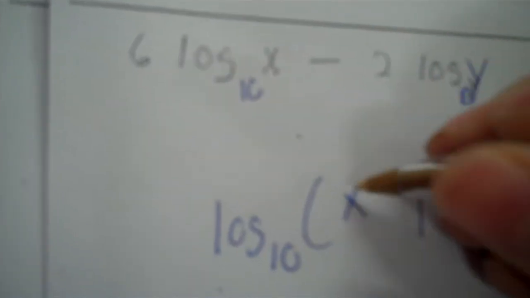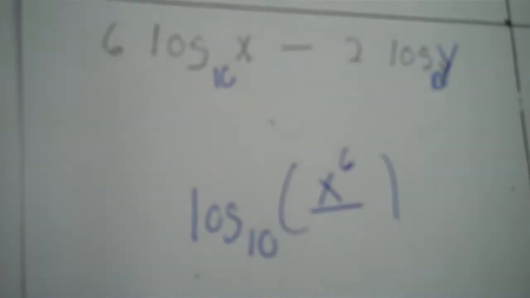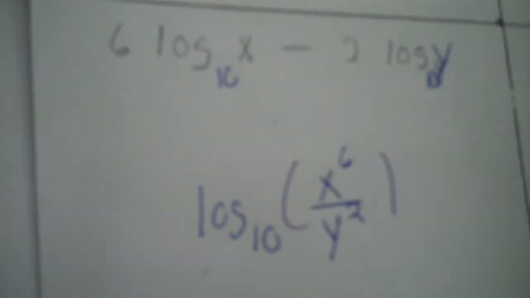We have x, and that 6 comes around, and that's now a power on the x. Now it's subtraction, so I express that as division. Now I write y, and the 2 comes around, and that's a 2. And really can't do much simplifying there. That's the answer. Now if you want to pause the video and work on 1 through 4, that's pretty much what you're doing. Okay, 1 through 4.